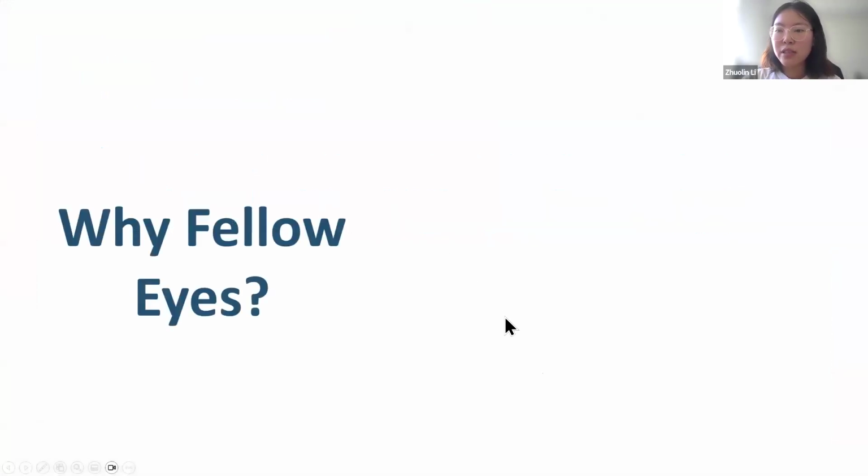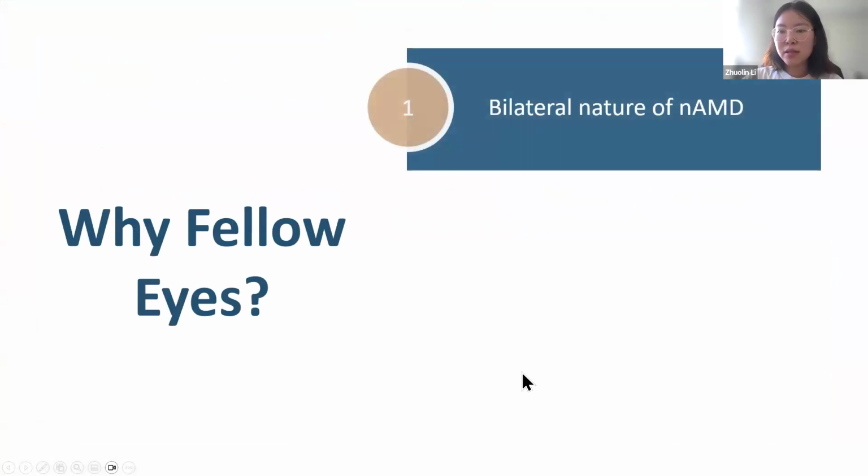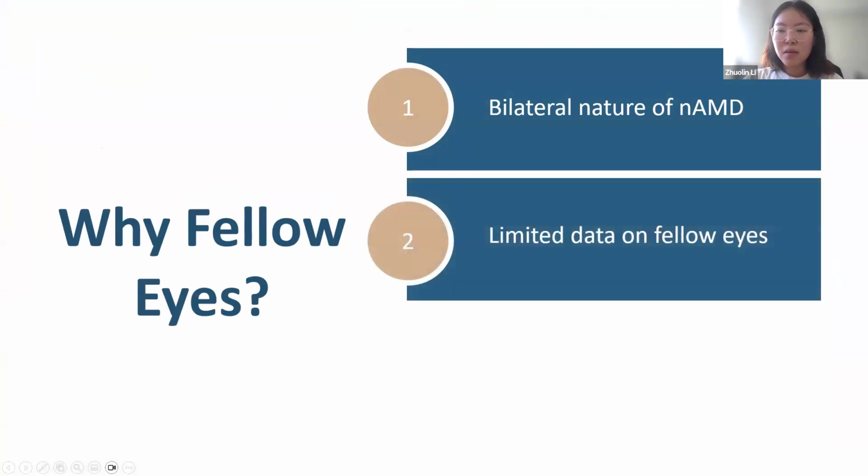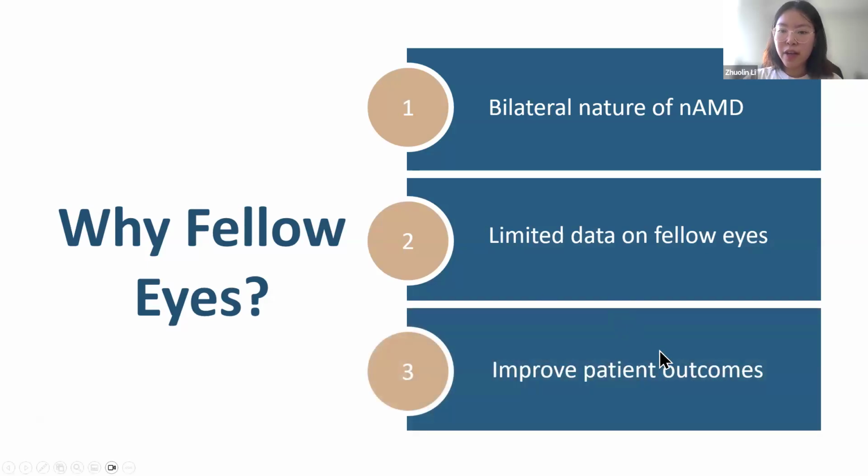So why do we only study fellow eyes in this review? There are three main reasons. First, NAMD is inherently a bilateral disease, meaning both eyes are at risk. Second, most clinical trials or cohort studies often only focus on the study eye, leaving limited data on the fellow eyes. Also, understanding fellow eye progression and risk factors can improve monitoring, prevention, and treatment strategies for the patients.